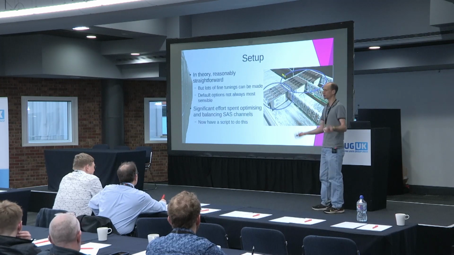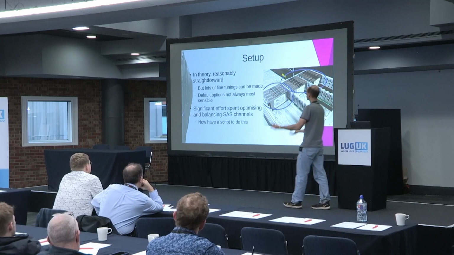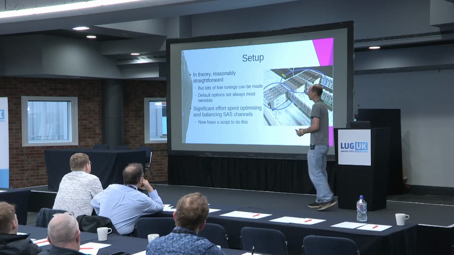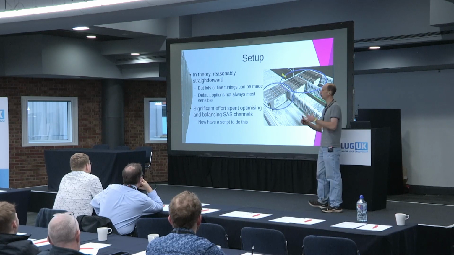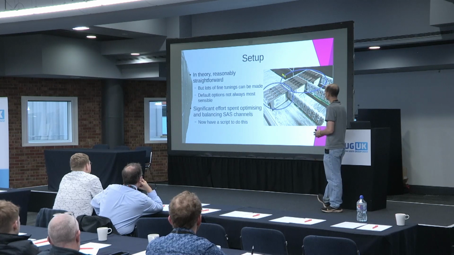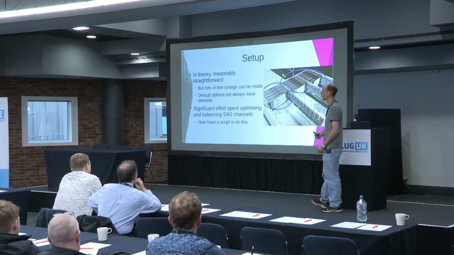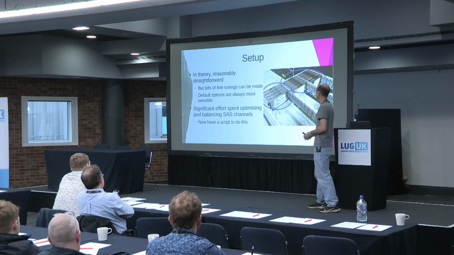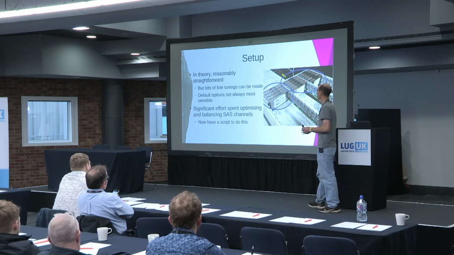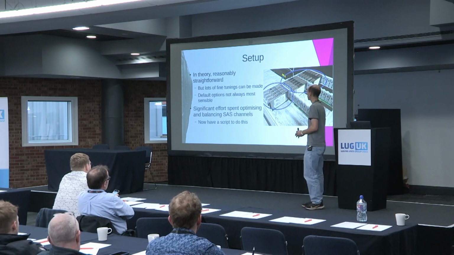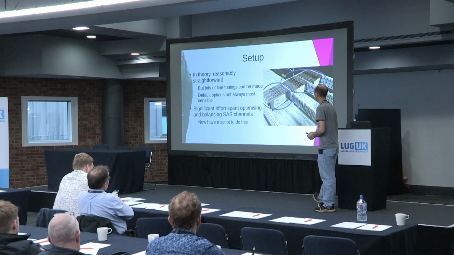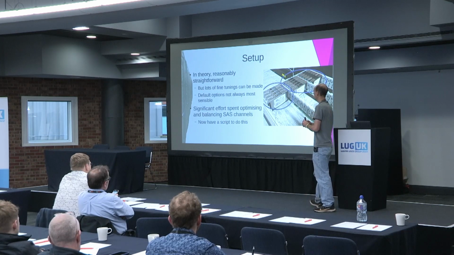The setup, we find, is relatively straightforward. If we want to commission a new Lustre file system, generally speaking, you can follow the instructions and it generally works. There are, however, lots of fine-tunings that can be made. Not all of these are suggested at the same point. You often have to know that they exist or be reminded of them or search through the documentation to find them. And the default options are most likely not always the most sensible. Perhaps they were 10, 15 years ago, but perhaps things have changed. Now, one of the other things that we've spent a lot of time doing is optimizing and balancing SAS channels.